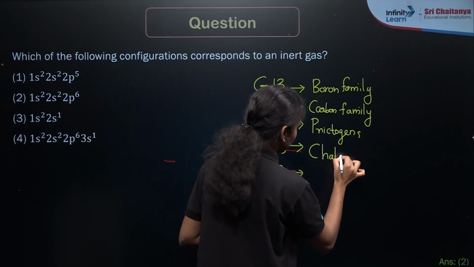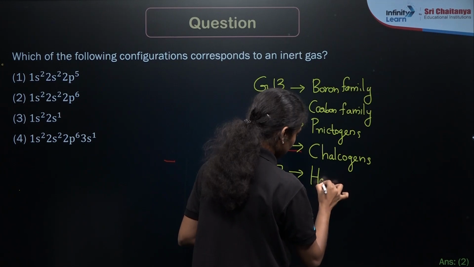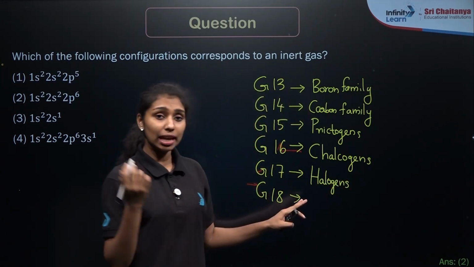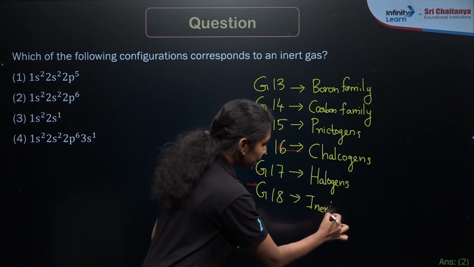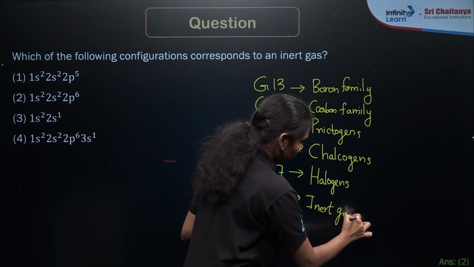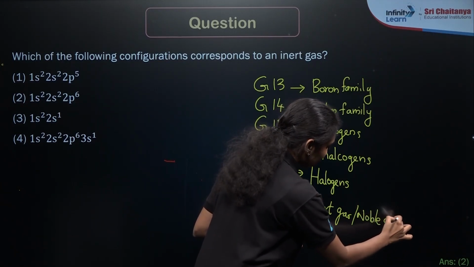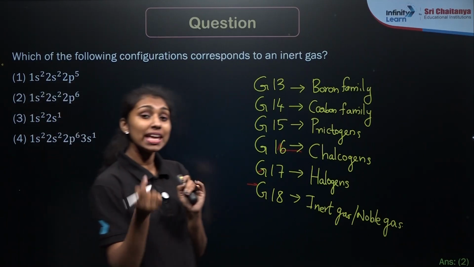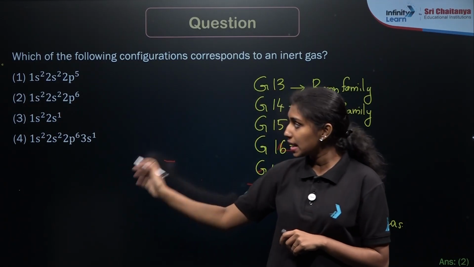Then group 16 is known as the chalcogens. Group 17 is known as the halogens. The last one, group 18 elements, are known as the inert gases or noble gases. They will not participate in reactions. According to this, for an inert or noble gas, the total number of outermost electrons will be equal to 8. So we need to identify which one has outermost electrons equal to 8 here.